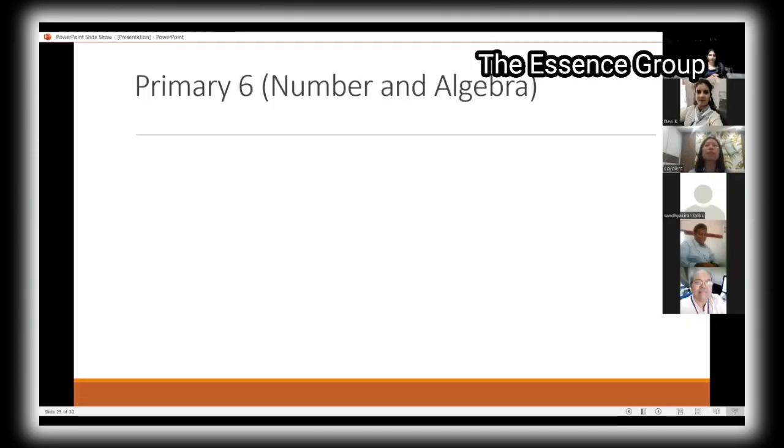Primary 6 is very similar to primary 5. In primary 5, most students struggle because they don't know how to solve fractions, ratio, and percentage questions. But the rest of the chapters are more or less quite similar to primary 4.